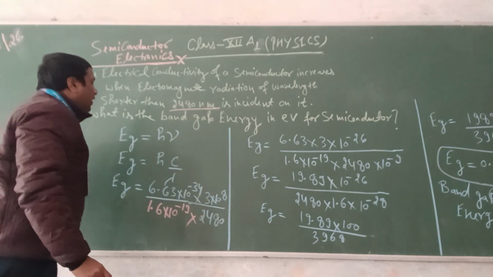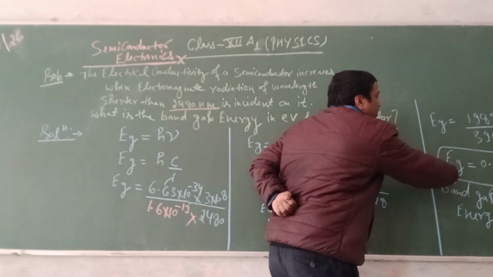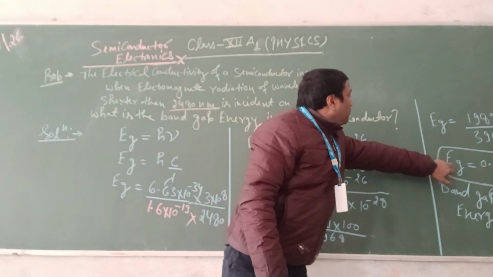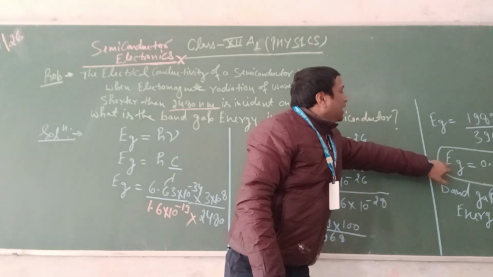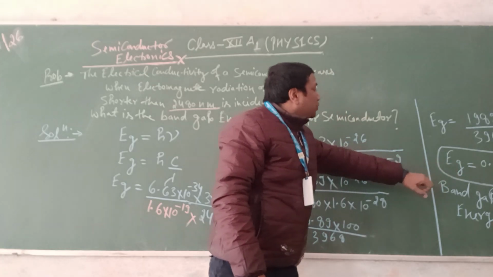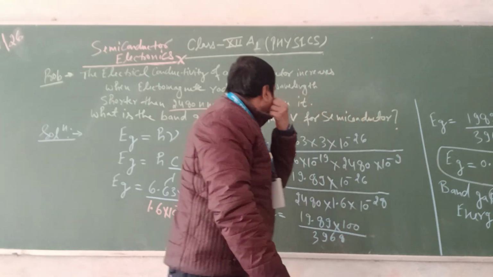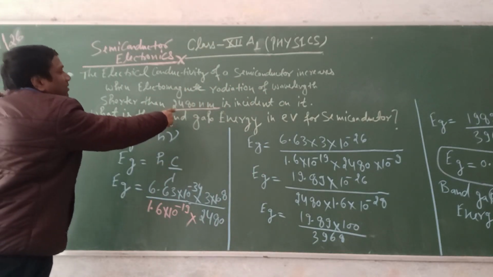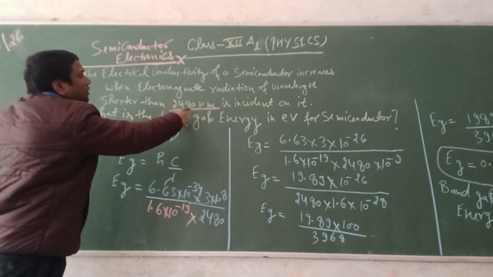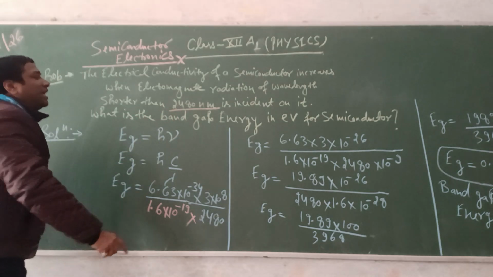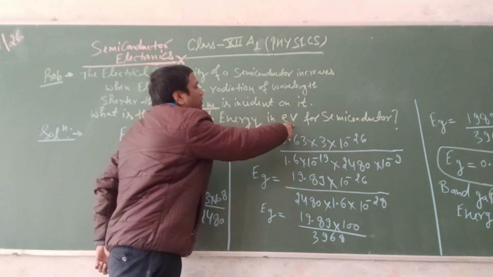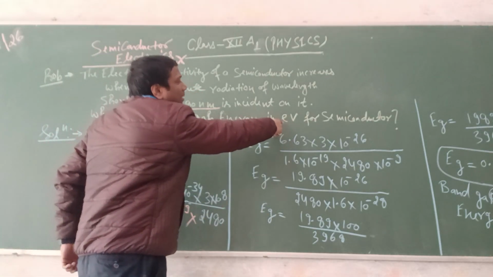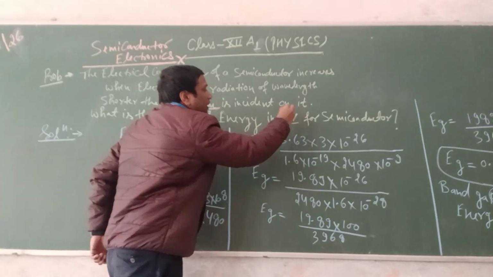That means we have to find out Eg. Eg is the symbol of band gap energy, G for gap, E for energy. This is also called energy gap. In the given question, we have only been given the wavelength, 2480 nanometer, and we have to find the answer in electron volt. That means we have to convert this energy gap into electron volt.